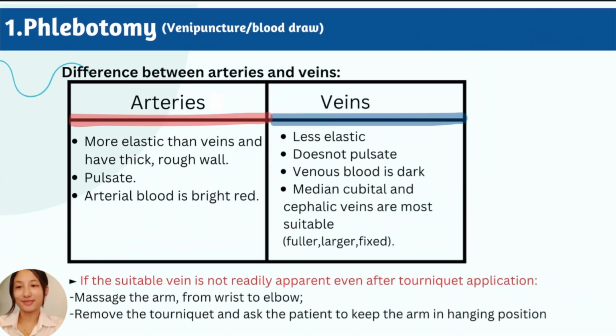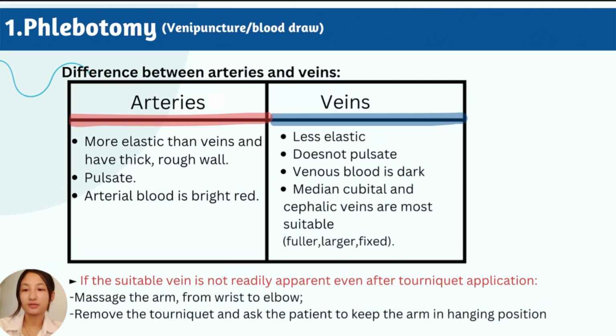We choose veins over arteries because arteries are elastic, have thick rough walls, and pulsate, so it's very difficult to draw blood. Veins are less elastic, do not pulsate, and it's easy to draw blood. For the median cubital vein, we use it as the first preference, and then the cephalic vein, because they are fuller, larger, and fixed.